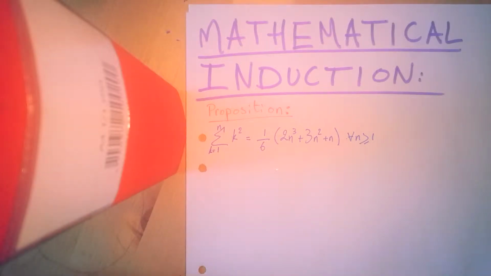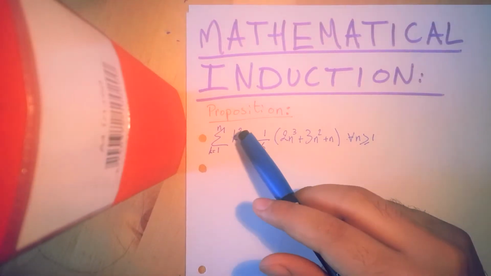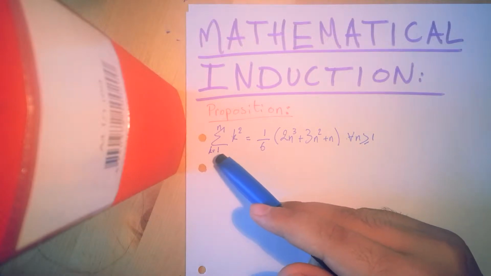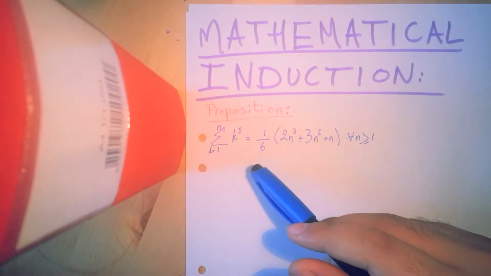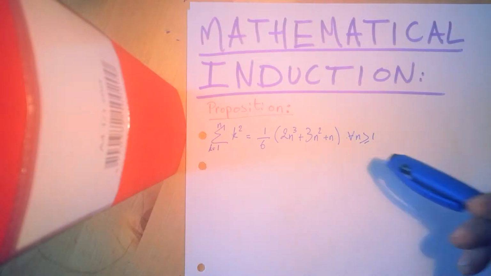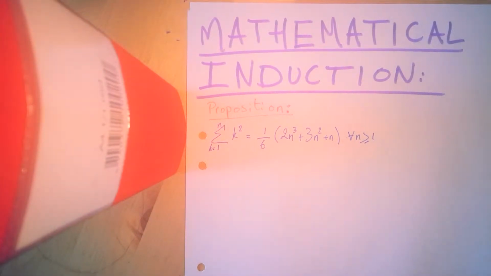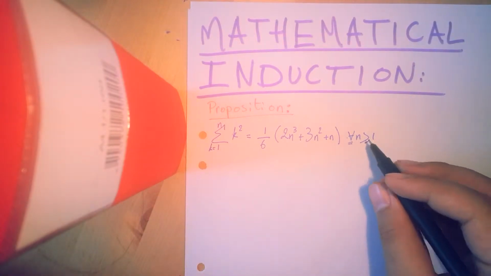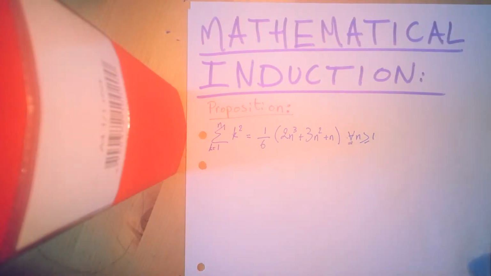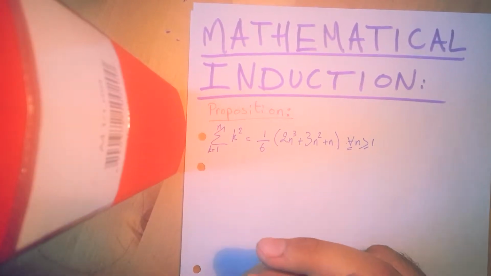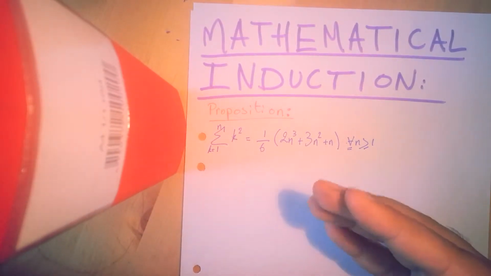Introduction to mathematical induction. In mathematical induction problems, we will have a proposition that reads something like this, for example: the sum from 1 to n of k squared is equal to 1 over 6 times (2n to the power 3 plus 3n squared plus n). And we want to prove that this proposition is true for all, this symbol, reversed A, means for all n larger than or equal to 1.